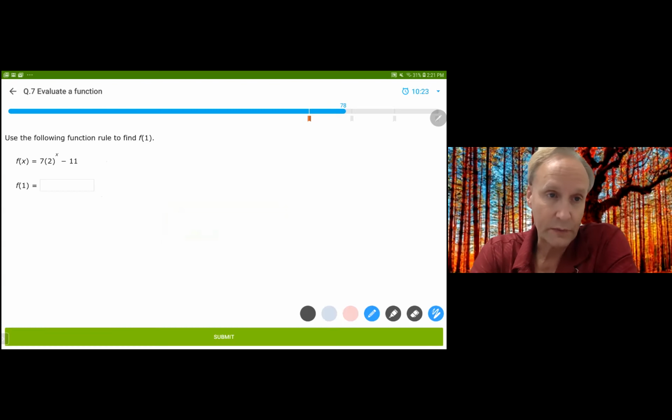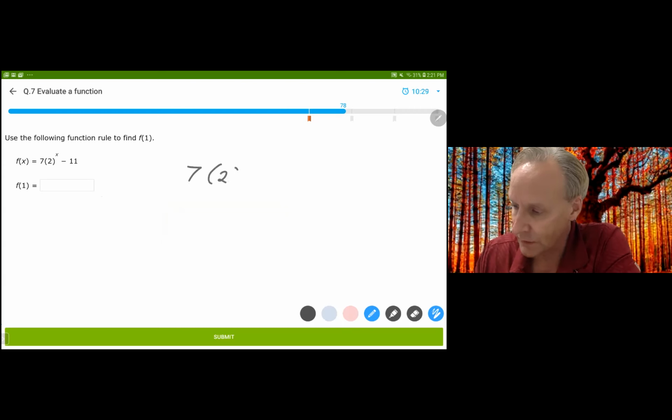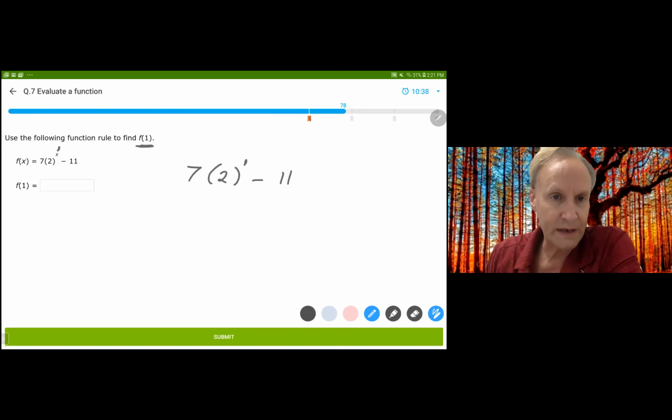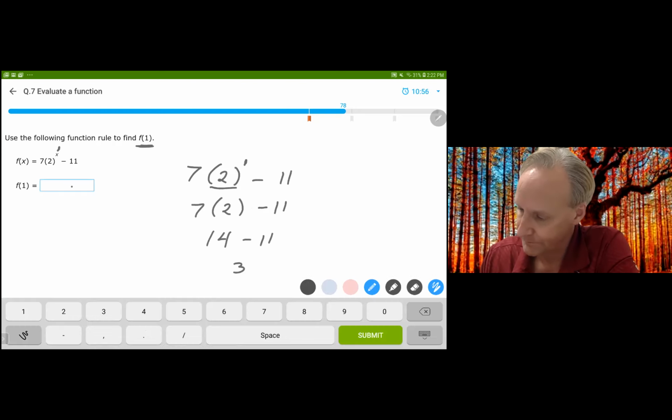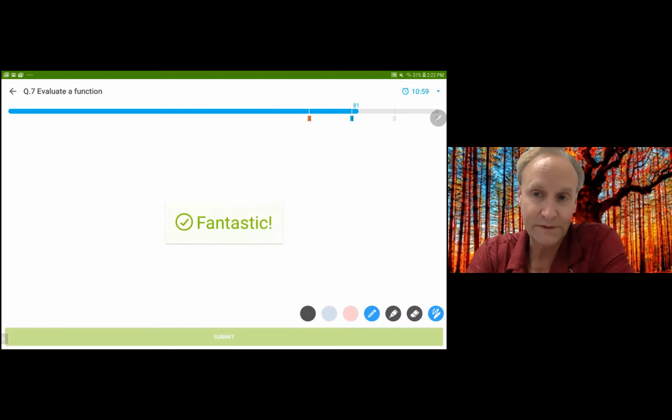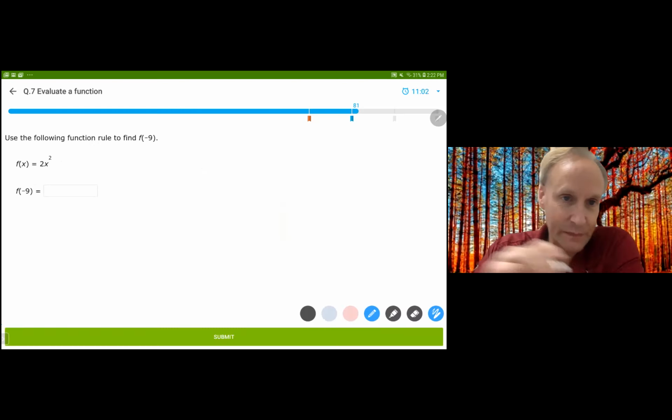Okay, this one you definitely want to write down. 7 times 2 to the x power, and there's my x. That's a 1 right there. And 2 to the first power is 2. You had to do the exponent first. A lot of people say, well, I still get the same answer. Yeah, this time 14 minus 11 is 3. Trust me, you want to do an order of operations. You want to follow directions.